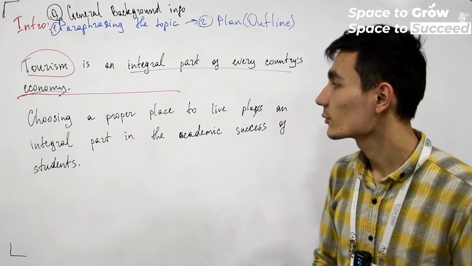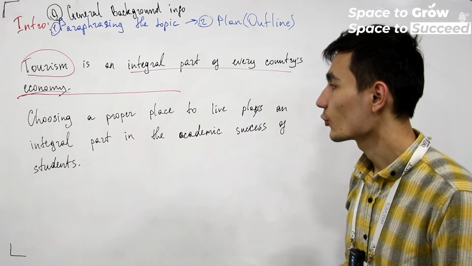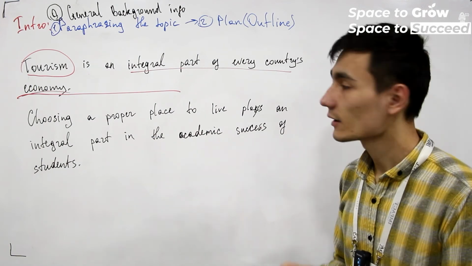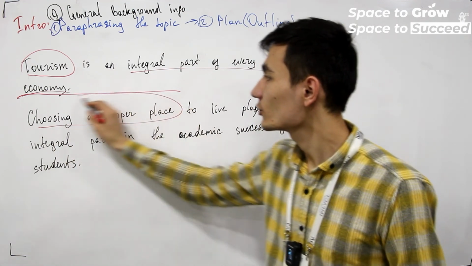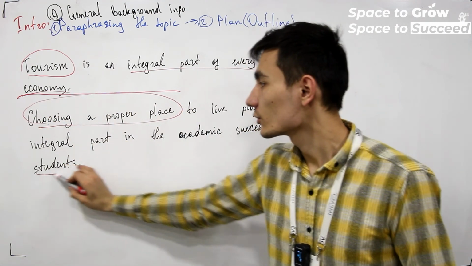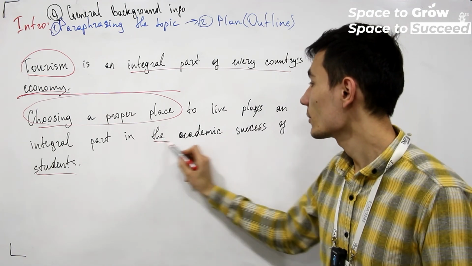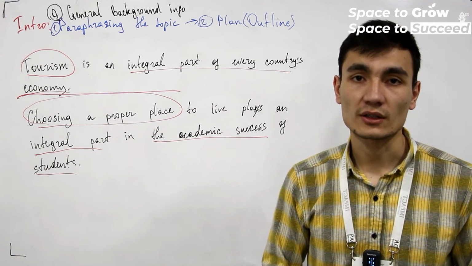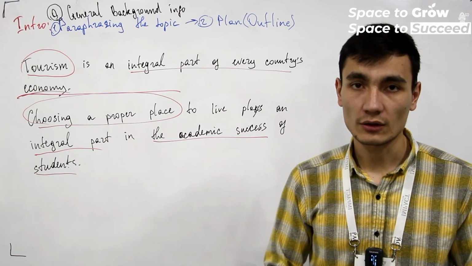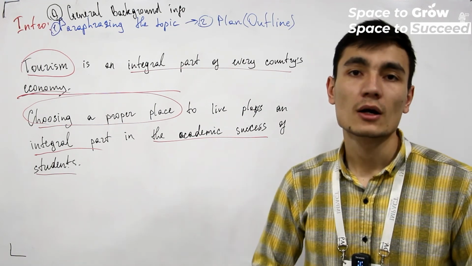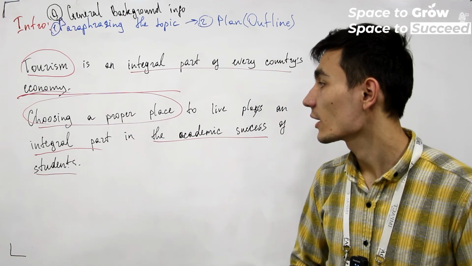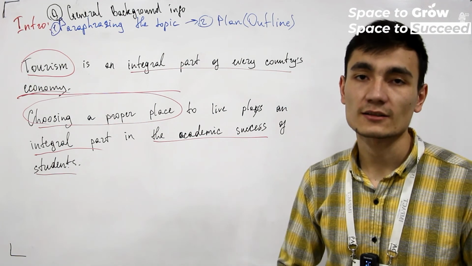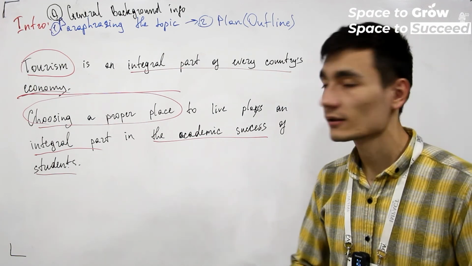and as you see in this part, we said choosing a proper place to live plays an integral part in the academic success of students. And as we said, we showed the topic itself, choosing a proper place, and we showed that it's about students, and we showed that it is about playing an important role in the academic success of students. And as you saw, we gave general background information. After reading this, the examiner or the person who's reading your essay will understand that it's about living somewhere, it's about success in academic subjects, and it's about students.